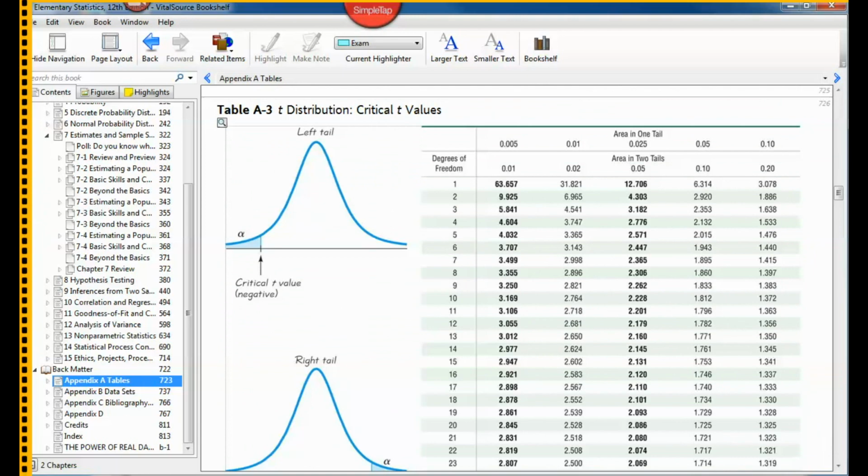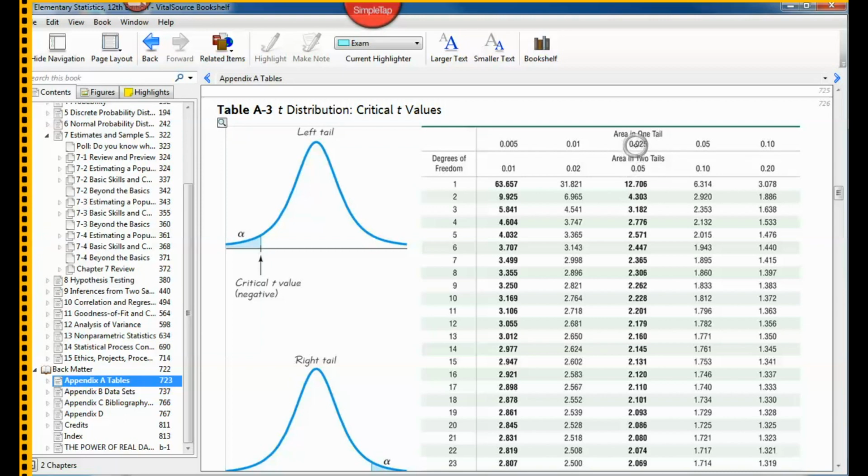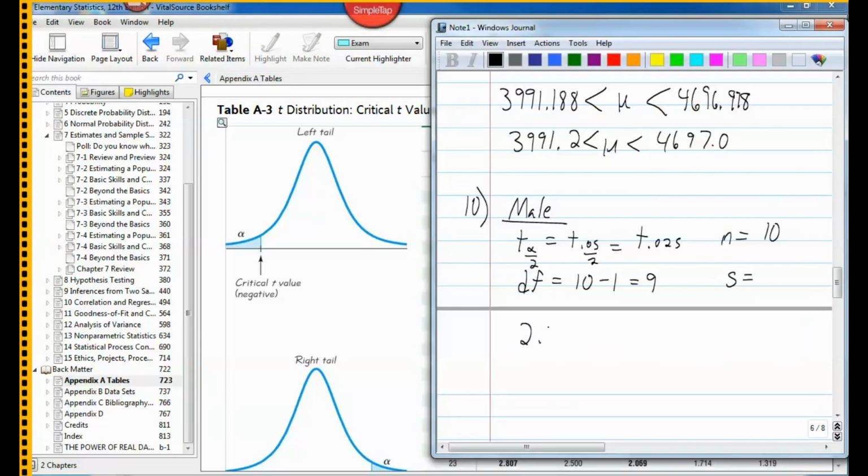Alright, so remember our, let's see, what was it? We had a 95% confidence level. So that means that the alpha would be 0.05. That's the area in two tails. So the area in one tail would be 0.025. So that's this column. We had 10 data items, so our degrees of freedom is 10 minus 1, or 9. So that means that our critical t-score is 2.262. 2.262 is our critical t-score.